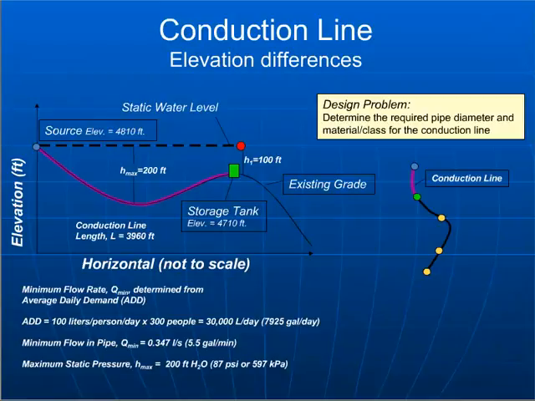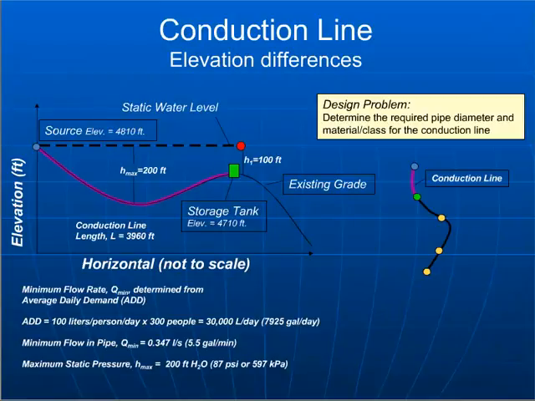This gives us a minimum flow rate that we need to be able to move through the pipe of about 0.35 liters per second, or 5.5 gallons per minute. And so that's kind of the key operating parameter for this conduction line, is what's the flow rate that we need to be able to move from the source to the storage tank.